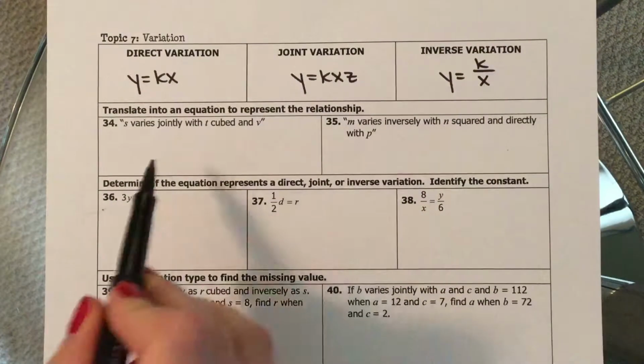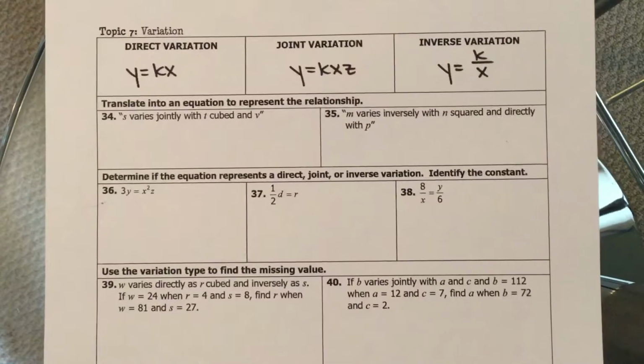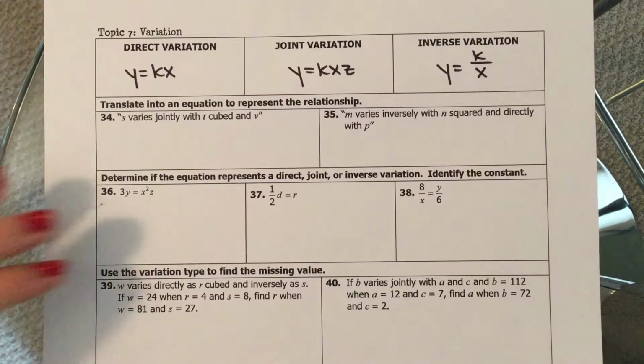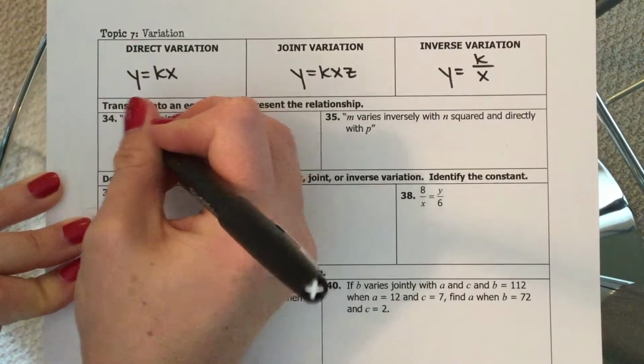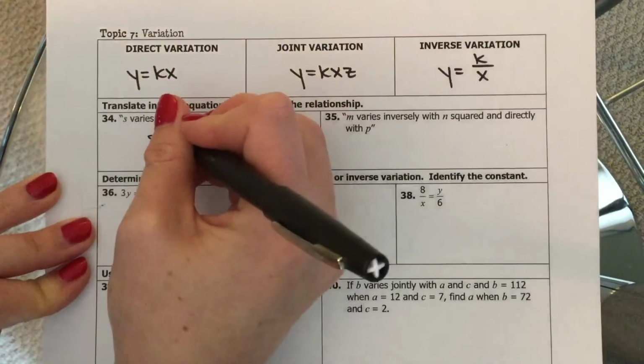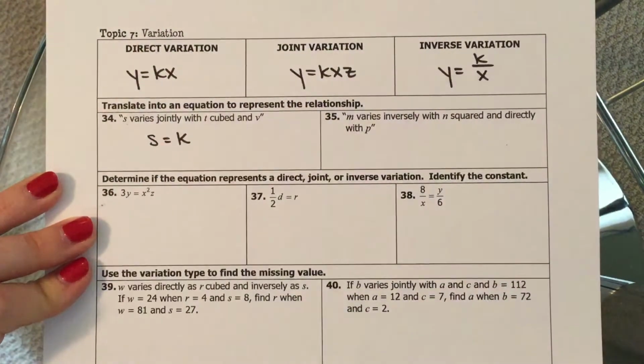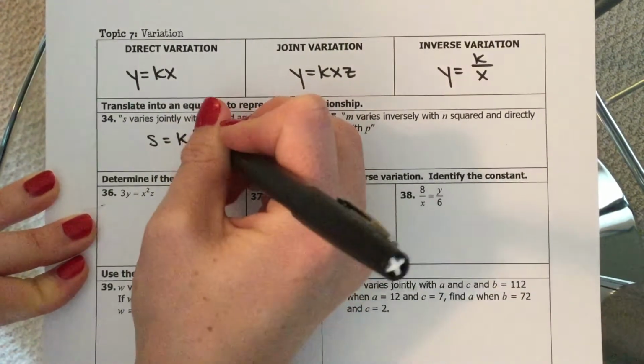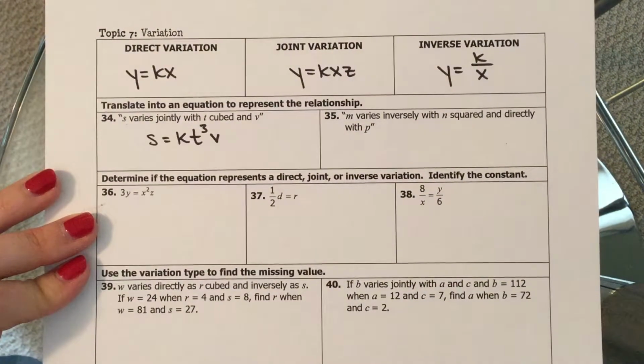All right, so first you guys are just practicing setting up what an equation would look like before you sub things in. So 34, s varies jointly with. So normally when you see this one first, that's the one that's by itself. And then jointly means the k gets multiplied jointly with t cubed and v. So you'd set it up like that.